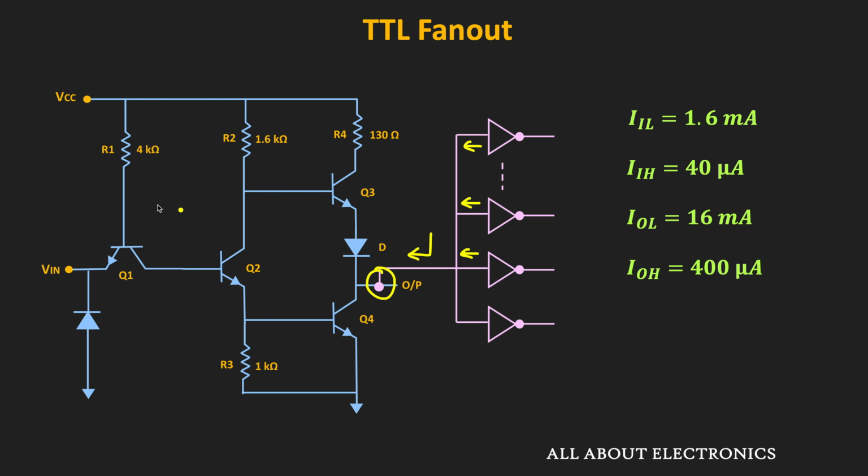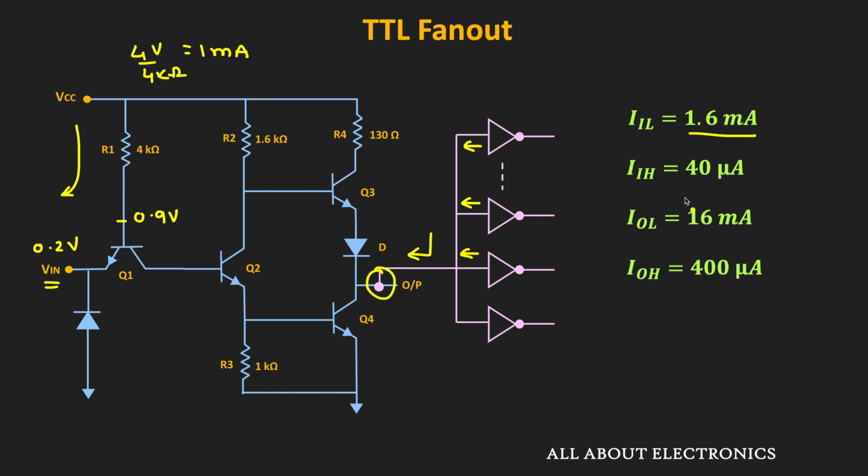For example, if we consider this inverter, then for this inverter, when the input is low, let's say 0.2 volt, at that time, the voltage at the base will be roughly around 0.9 volt. And the current that is flowing in this direction will be roughly equal to this 4 volt divided by 4 kilo ohm. That is equal to 1 milliampere. So the maximum value that can flow in this direction is defined as 1.6 milliampere.